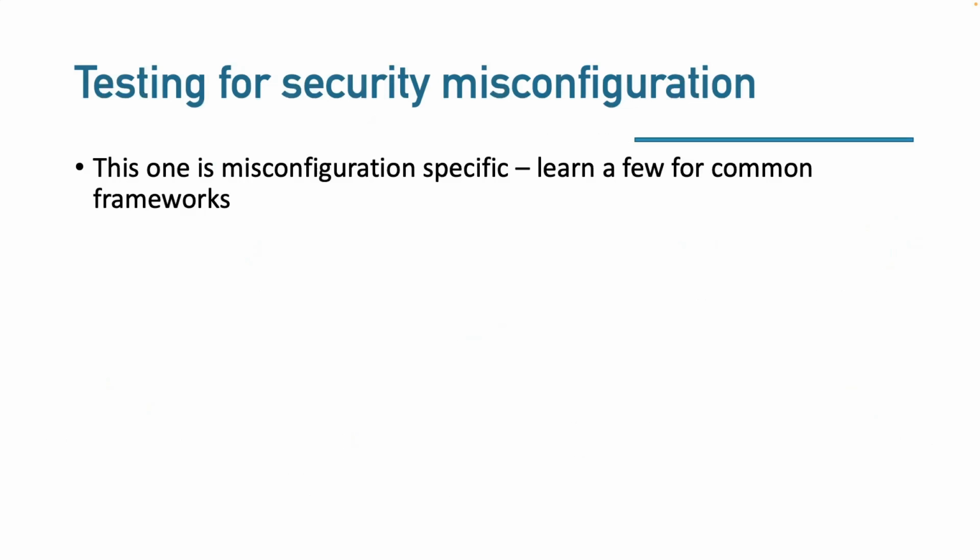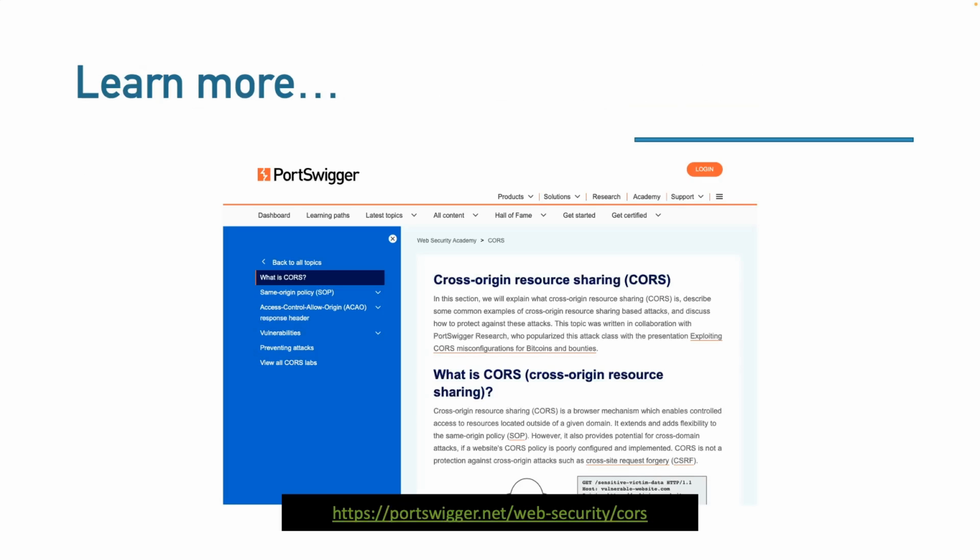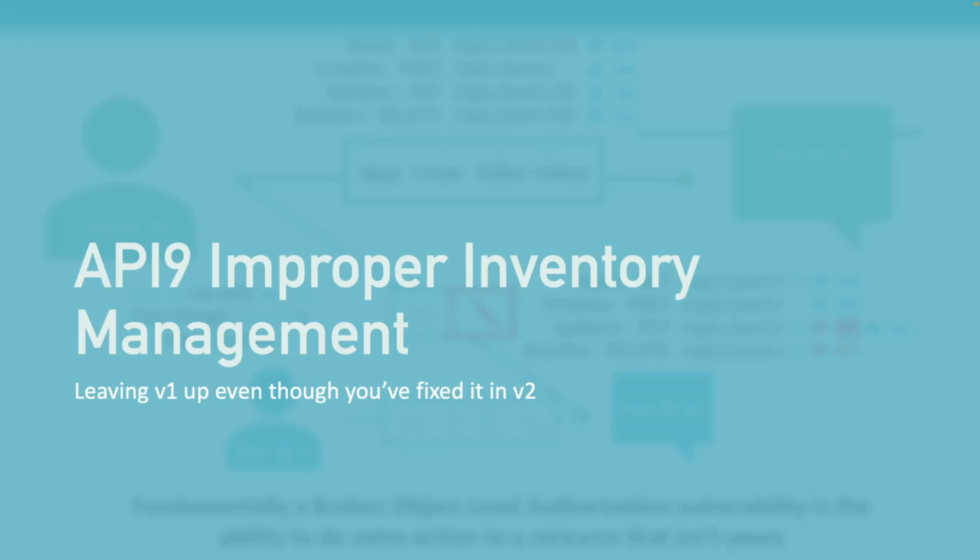Again, this is really framework-specific, so you have to learn a few different ones for common frameworks, and a few common design patterns. I recommend learning about CORS, OAuth, and CSRF as being the top ones, and then you can learn everything else as you develop more as a hacker. And again, PortSwigger's Web Security Academy is very good at this. It's got a very good CORS section that goes over a bunch of these vulnerabilities. I really recommend it.